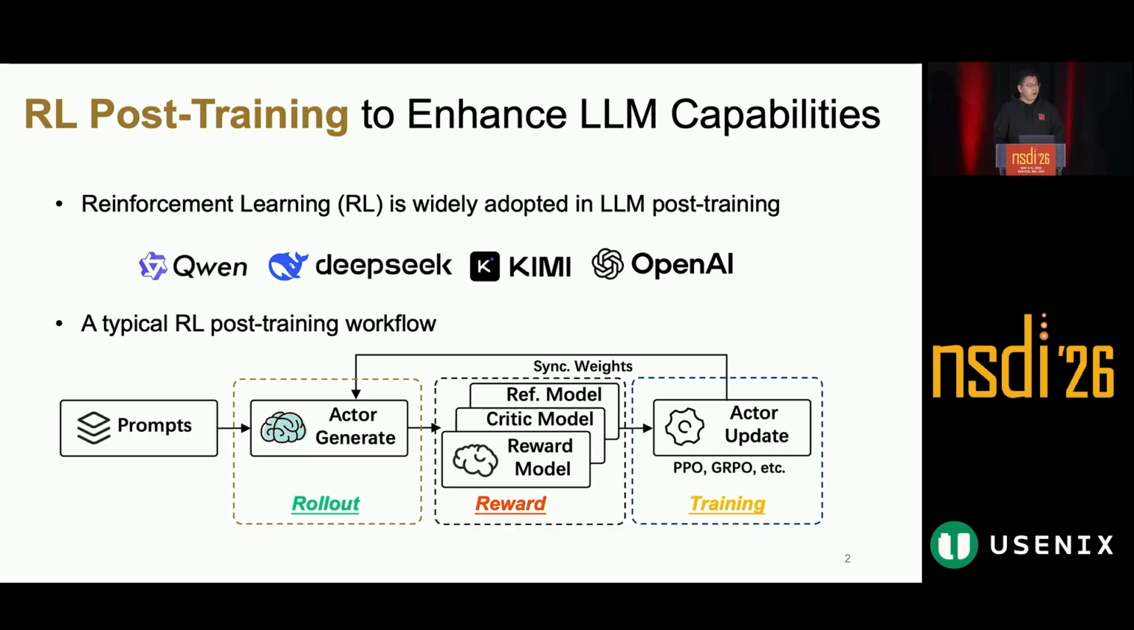Current RL systems aim to optimize the following workflow. A typical RL post-training workflow consists of 3 stages: rollout, reward, and training. In rollout, the actor model generates responses from a batch of prompts. These responses are evaluated in the reward stage. And in training, the model utilizes these evaluated reward signals to update its weights with algorithms like GRPO. This cycle repeats over steps.